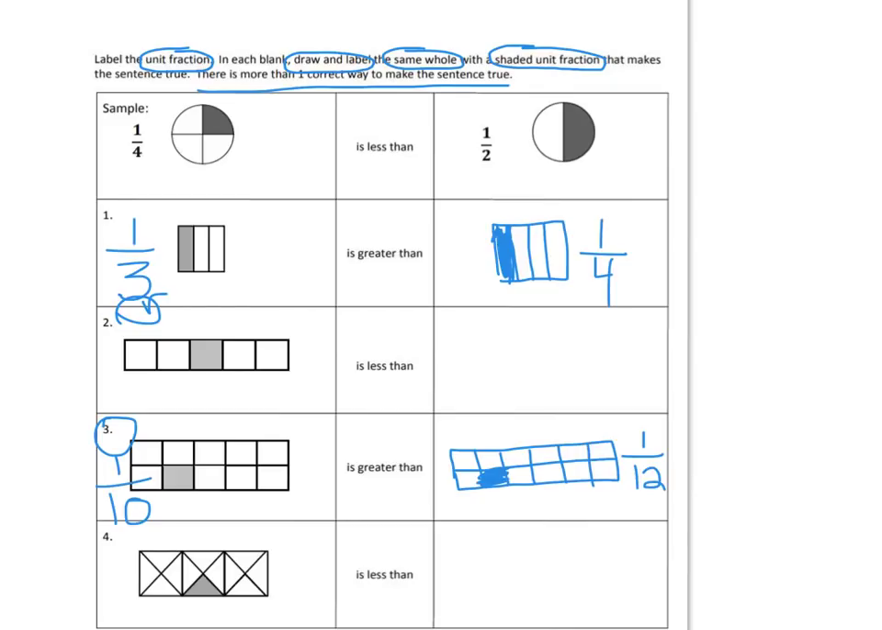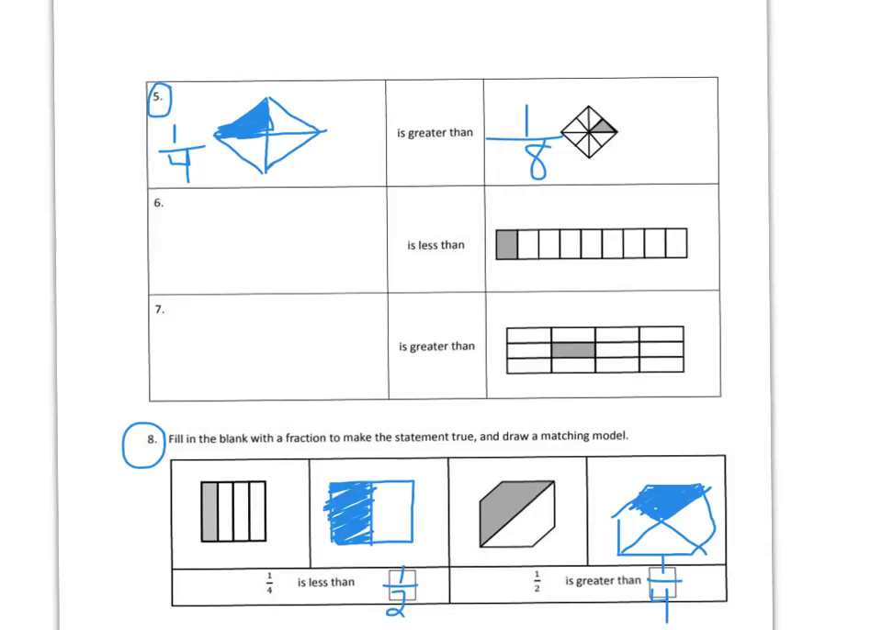For number 3, I picked 1/10 is greater than the fraction 1/12. I know that 1/10 will be greater because 10 is a smaller denominator, which makes it a larger fraction. Your answers on this page might be different than mine, and that's okay, as long as they make sense. In number 5, I picked 1/4 because that matches the sentence 1/4 is greater than 1/8.